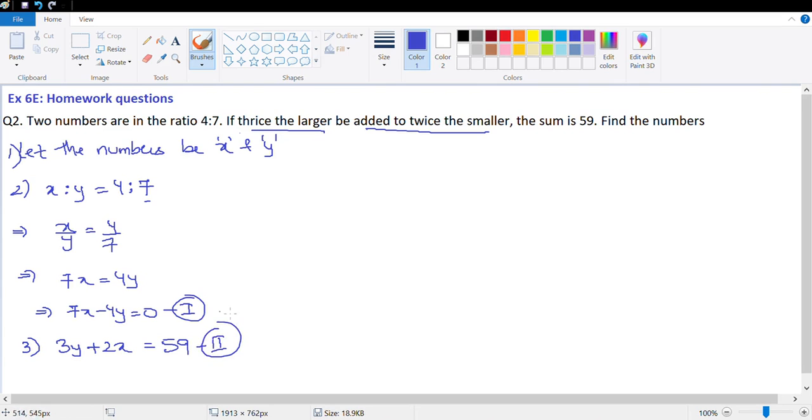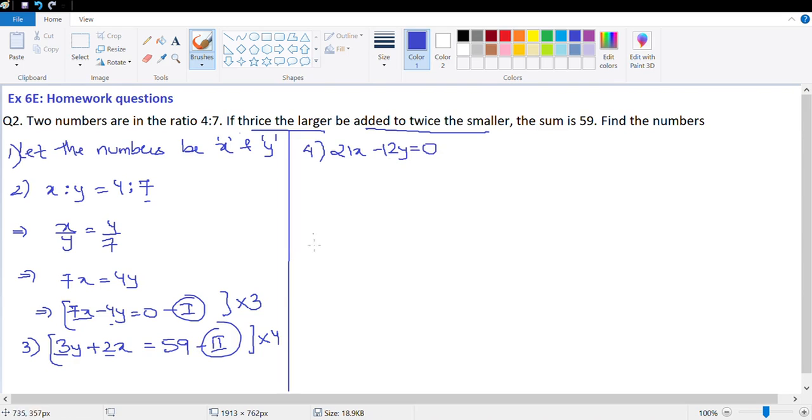So now we have two equations. We need to solve them simultaneously. So this is 7, this is 2, this is 3, this is 4. Let's multiply the first equation with 3 and the second equation with 4. This will help us equate the coefficients of y. So this would become 21x minus 12y is equal to 0, and 4 into 2, that's 8x plus 12y is equal to 59 into 4, that's 236. Let's add them.